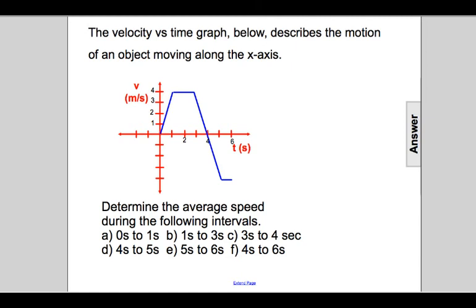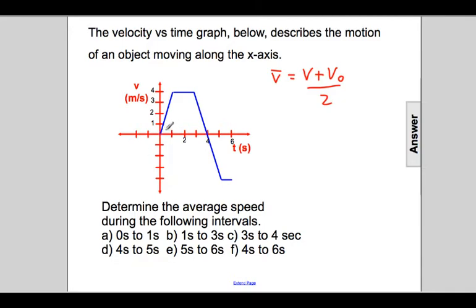Alright, in this slide we're asked to find the average speed for the following intervals. Let's just take a moment and write down the equation for average speed. The average speed can be found by taking the arithmetic mean of the final speed and the initial speed. So that's the final speed plus the initial speed, velocity, divided by 2. So in order to find the average speed, average velocity, for these intervals, we can use those terms interchangeably again.